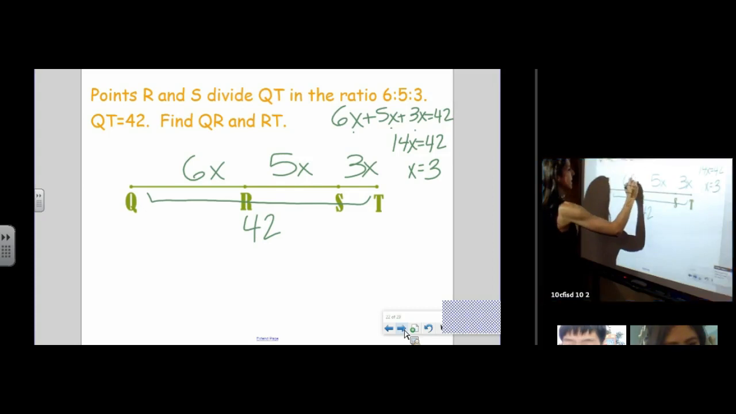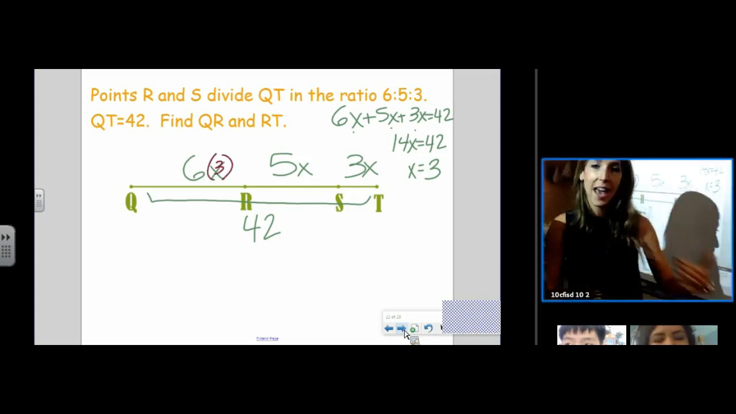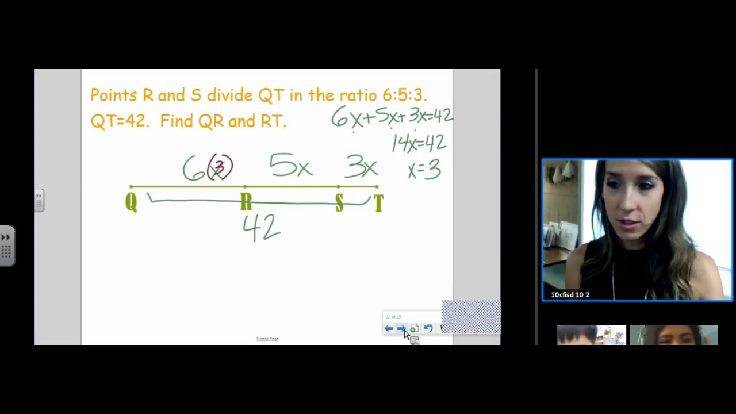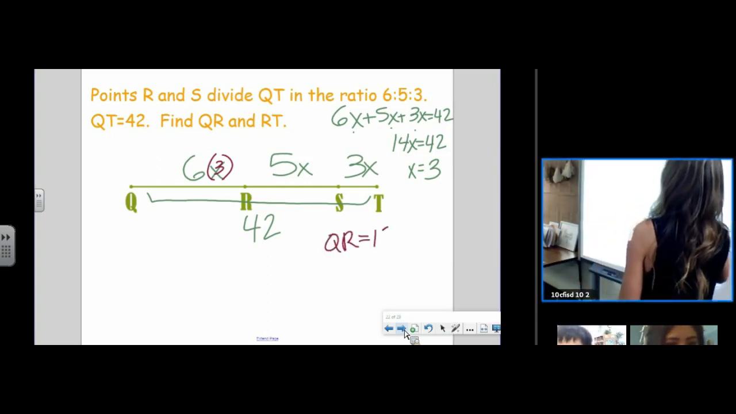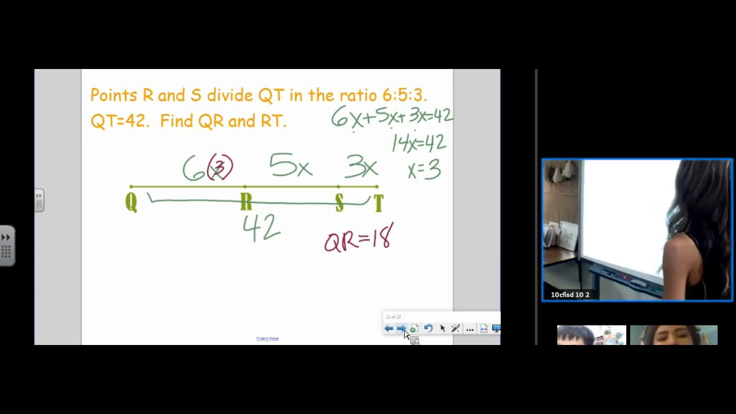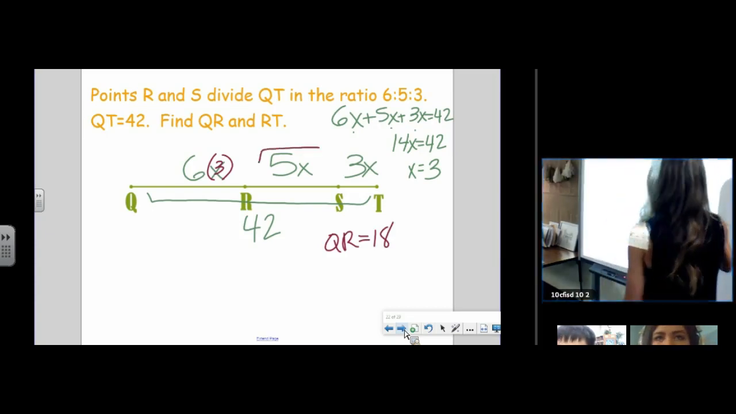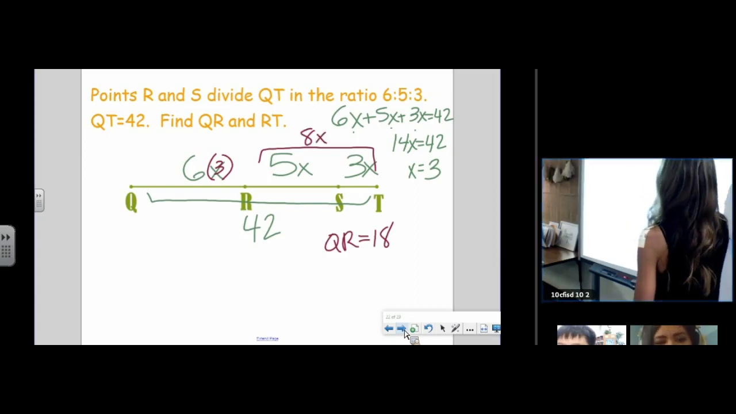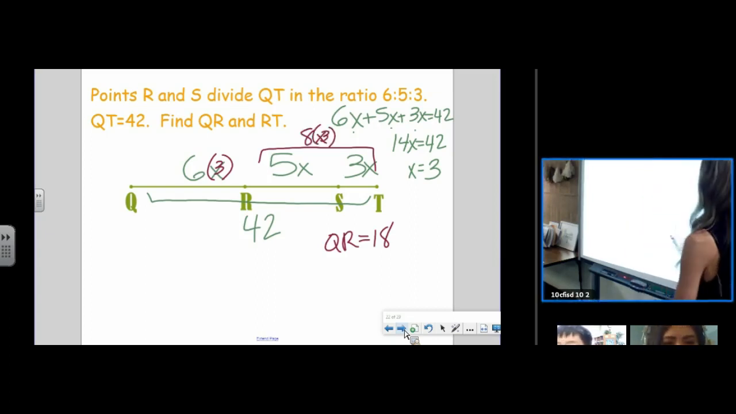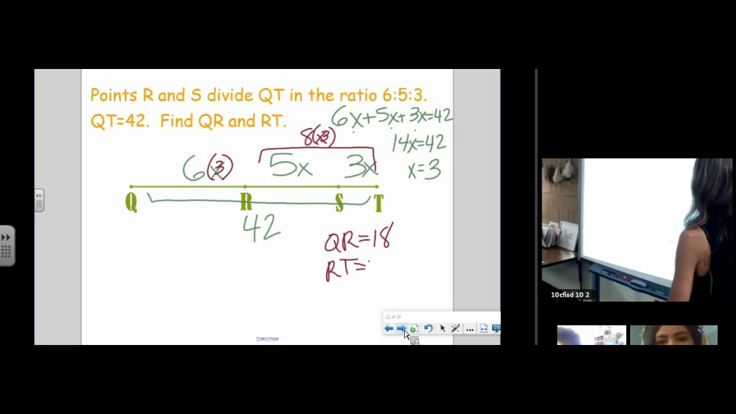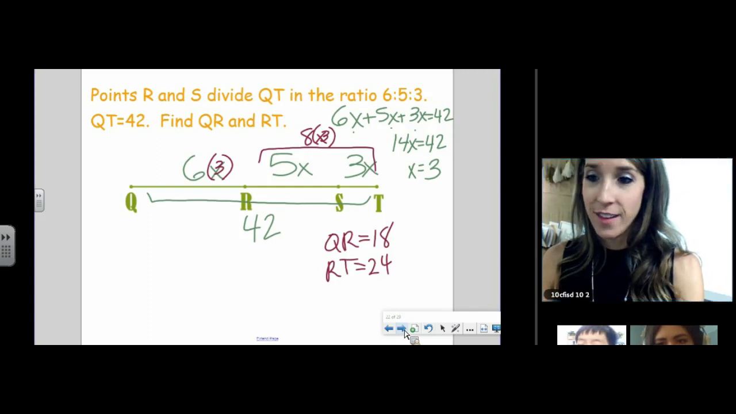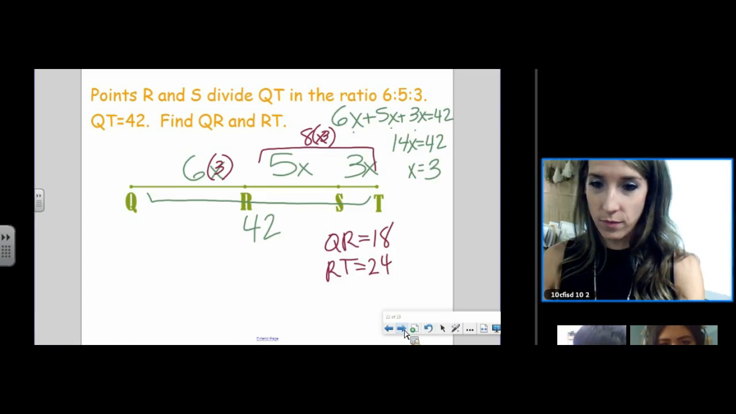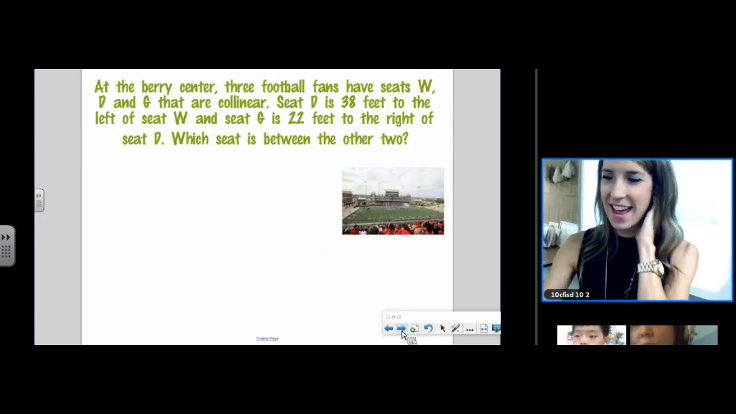And now we can find out how long these segments were. Remember I said this segment is not 6, it's 6x. So now we've solved for the mystery of x. And so QR, his length is 18, and RT, be careful here. RT is really 8x. So it's like saying 8 times 3. And what should those add up to if we're checking our answers? 18 plus 24. 42.